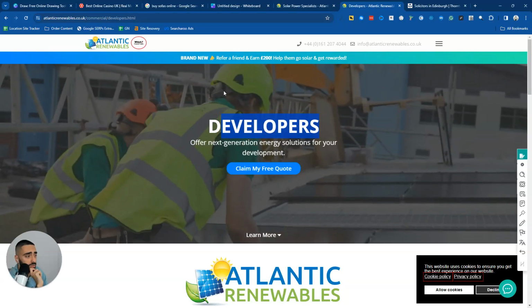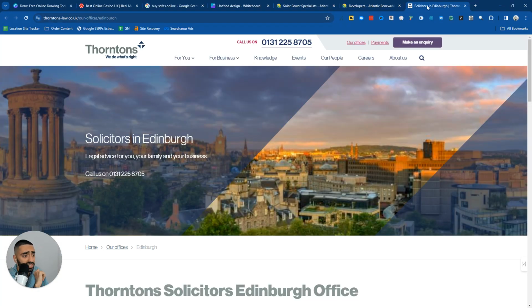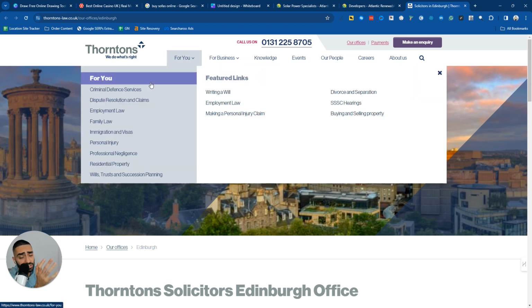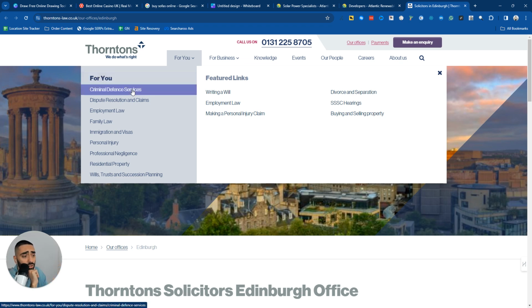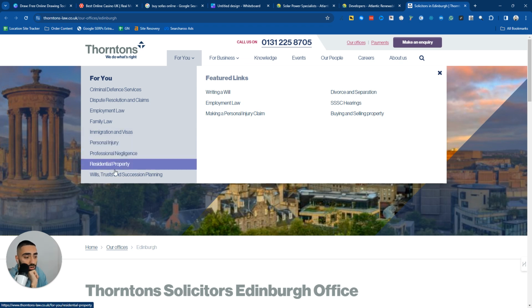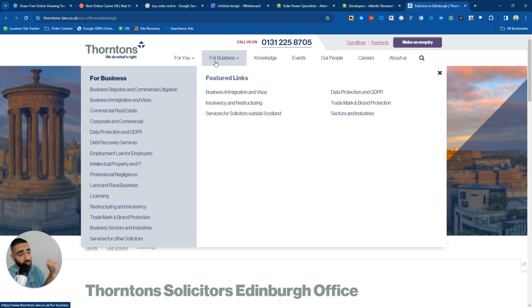So developers, and if we take a look at fortin-law.co.uk, they've got a very similar setup, even though there are two completely different websites, not in the same industry by any means. They have essentially got criminal defense services, dispute resolution and claims, employment law, family law, immigration, visas, personal injury, negligence, residential, wills and trusts and planning, etc., etc. And then they also have another section here for businesses as well.